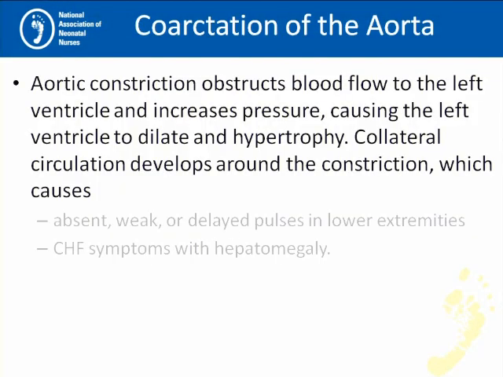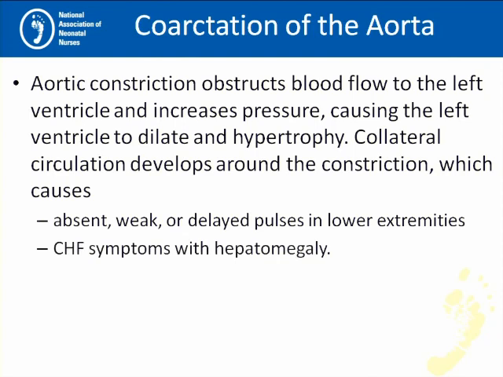Aortic constriction in the arch segment obstructs blood flow to the left ventricle and increases pressure, causing the left ventricle to dilate and hypertrophy, elevating upper extremity blood pressure and pulses. Collateral circulation develops around the constriction to compensate the lower extremities and abdomen, which causes absent, weak, or delayed pulses in lower extremities. Congestive heart failure symptoms with hepatomegaly. Enlarged heart with left ventricular hypertrophy and pulmonary vascular congestion on chest X-ray.